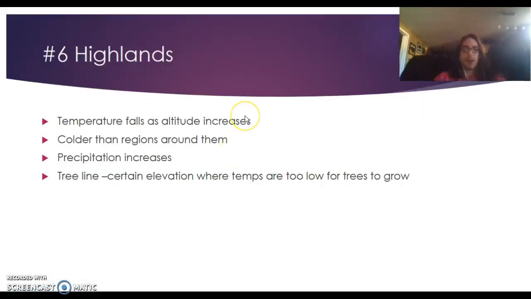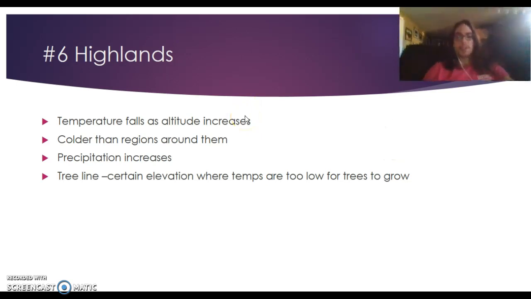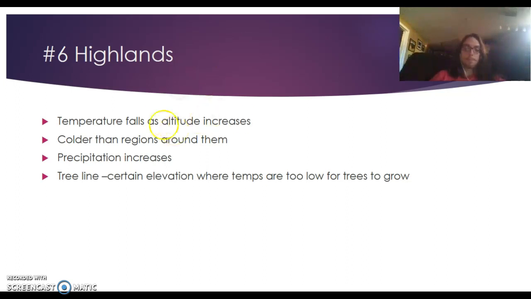Okay, the last one are highlands. So, as we know from the previous lecture, highlands are their own category basically because altitude affects temperature a lot. Every kilometer you go up, you lose generally 6.5 degrees Celsius. So temperature falls as altitude increases. They are colder than the regions around them, so microclimates, if you remember.